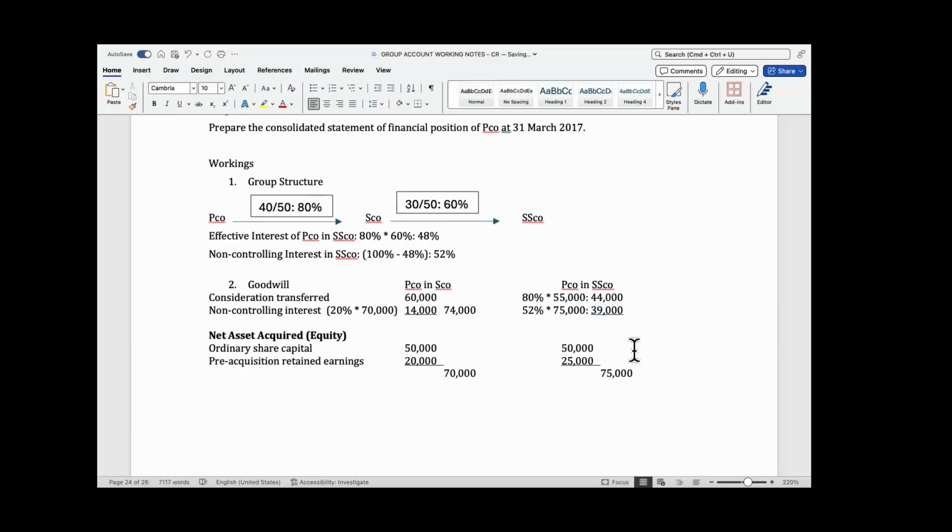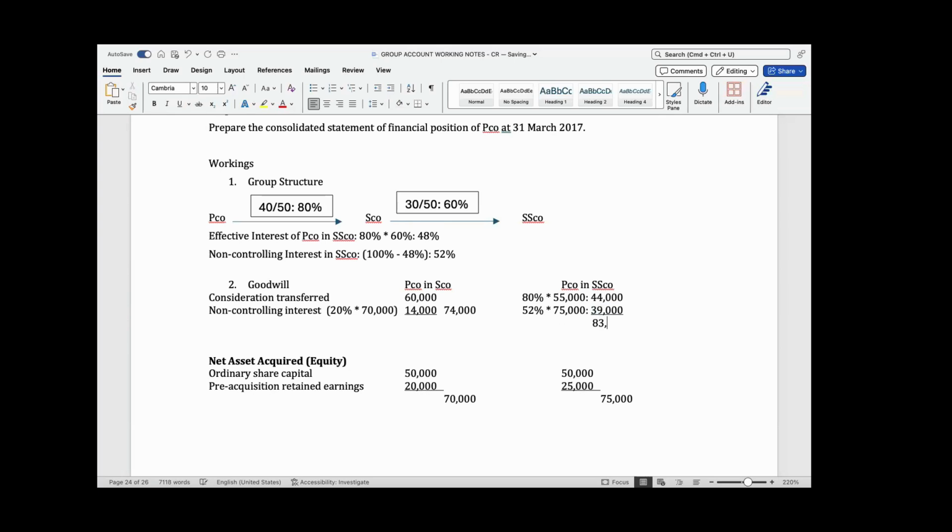So what's the addition of the two? What's 39,000 plus 44,000? 83,000. Okay, 83. Let me just see if I can cancel this and call this 74.